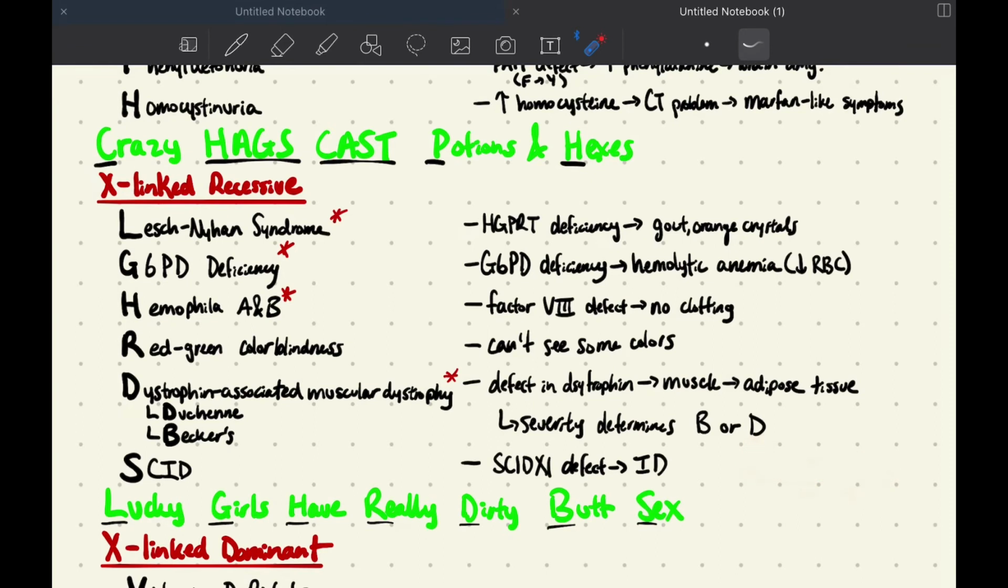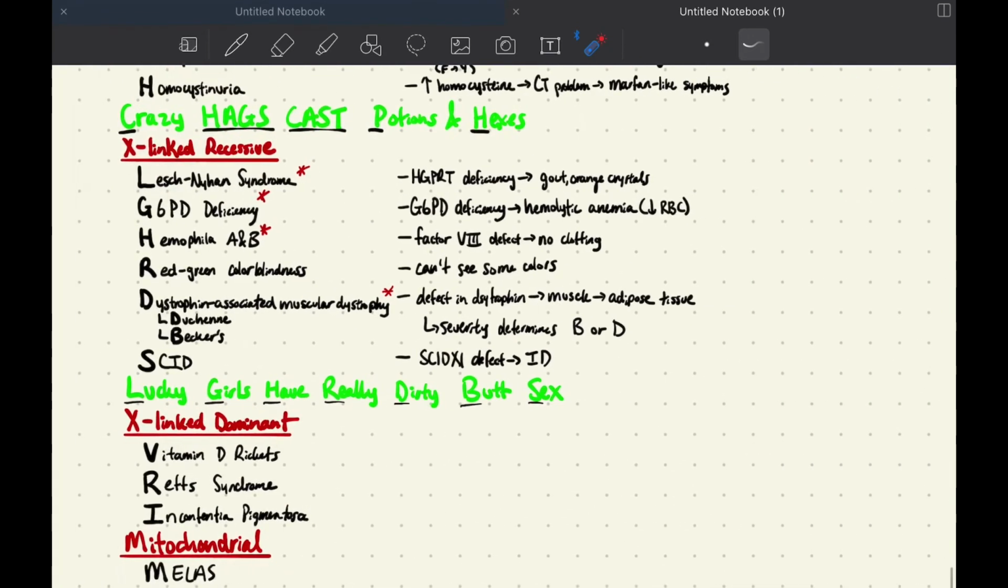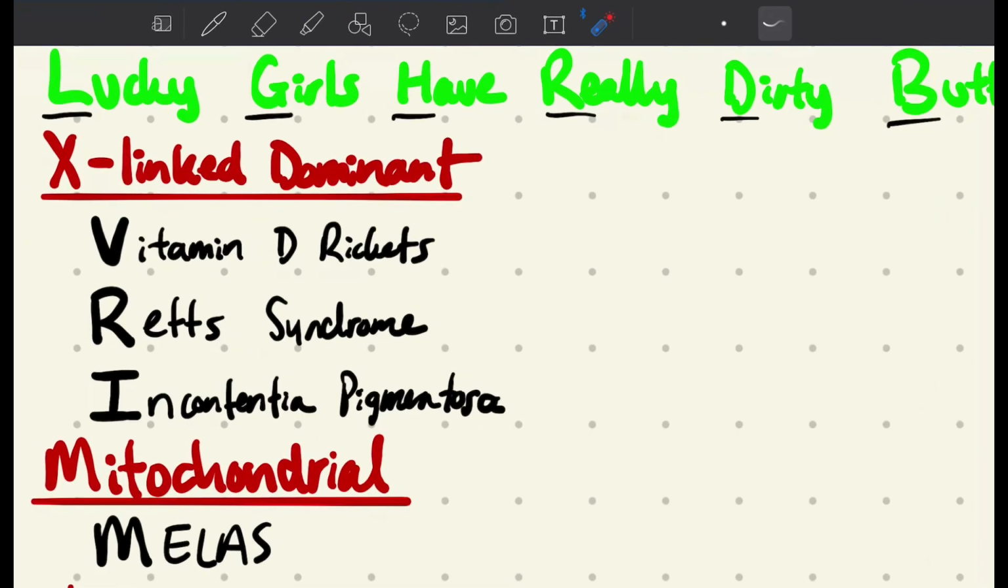Okay, and then sex is going to be your SCID, so your X-linked recessive causing your SCID. So it's going to be a gene defect. It's going to be your SCID X1 defect, and that's going to lead to your immunodeficiency. Okay, so now we're at our X-linked dominant disorders. There's going to be 3 of them.